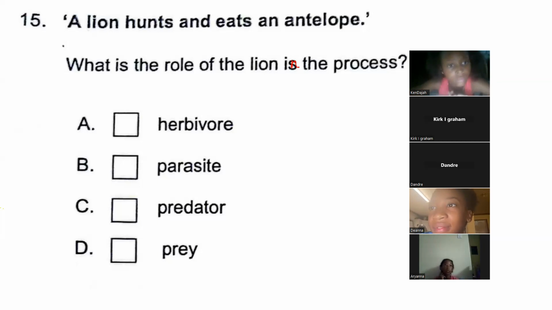So the lion hunts the antelope. So that makes the lion the what? The predator. What is the prey? The one that's getting eaten. So in this case, what is the prey? The antelope. Very good, the antelope.